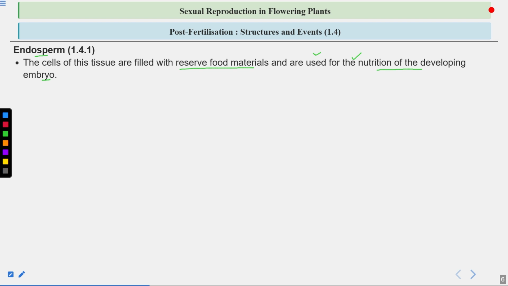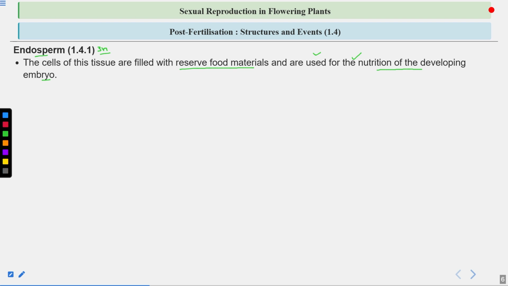The answer is this: the ploidy of the endosperm is 3n, triploid. So whatever food material is synthesized, the proteins and the different secretions, they have a triploid nucleus. It means three sets of chromosomes. So they can synthesize more proteins, and that is required for nourishing the developing embryo.